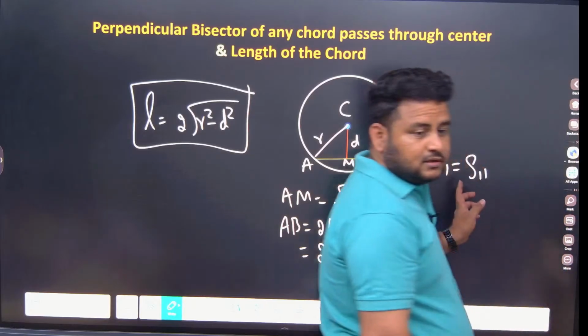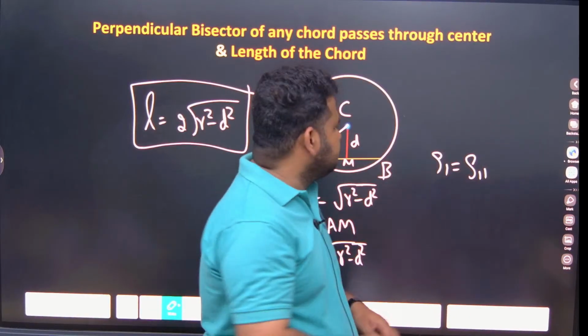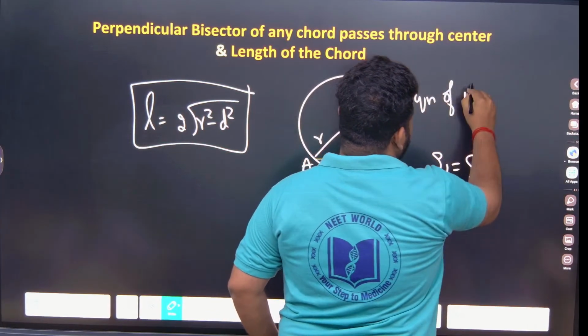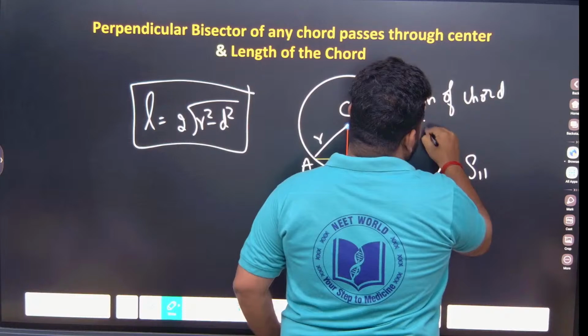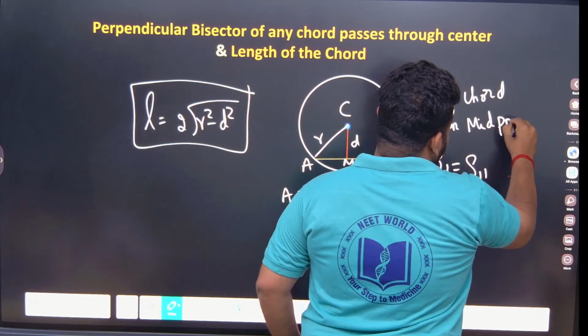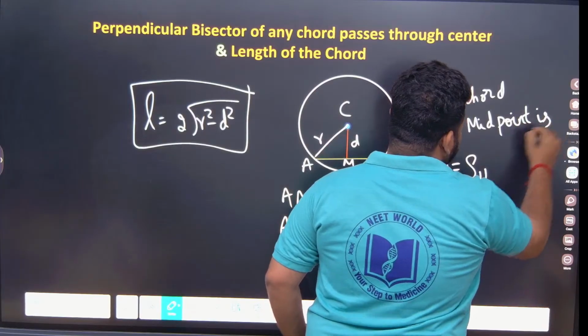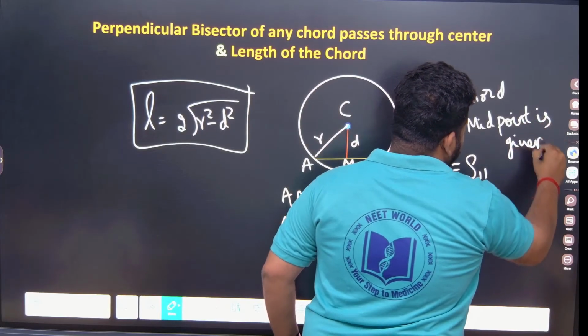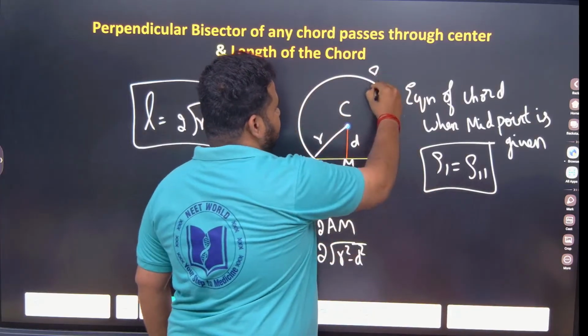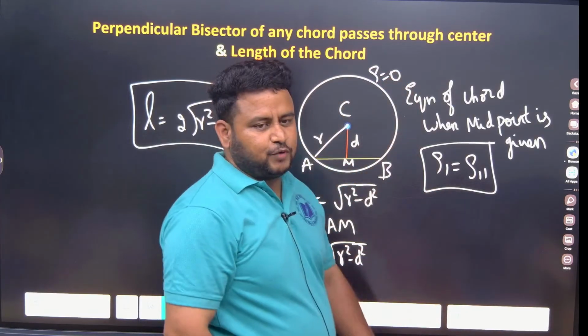This is when midpoint is given. See, equation of a chord, make a note: equation of a chord when midpoint is given. It is S1 is equal to S11. For a circle, S is equal to 0.